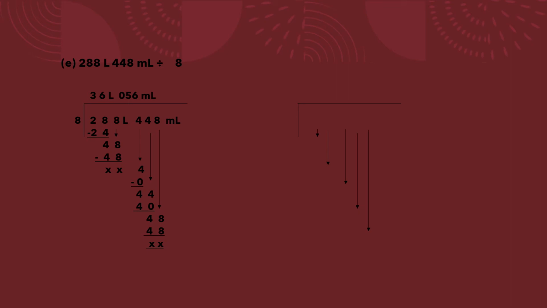8 minus 4 is 4. Then bring down the next number 8, it will become 48. Now 48 comes in the table of 8 6 times. So write down 6 on the quotient and then subtract. 48 minus 48 is 0. Then liter is written, write down liter. 36 liters. Then come towards the milliliter side.